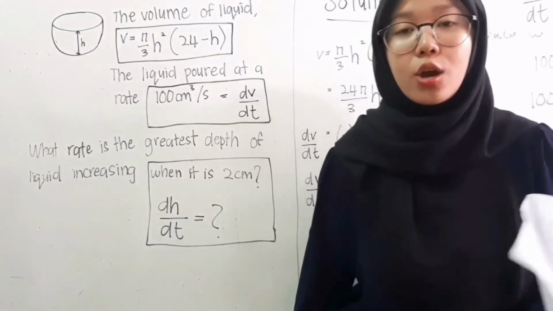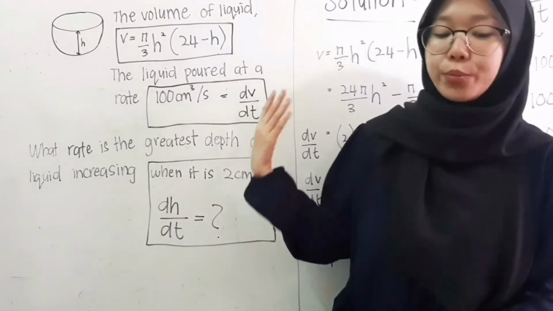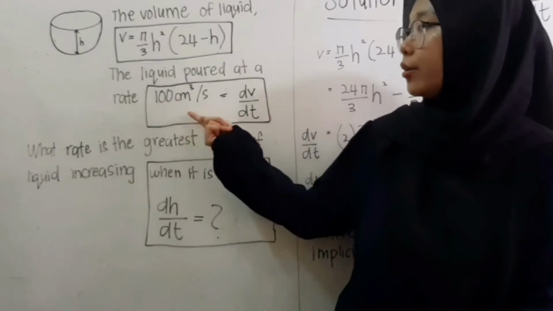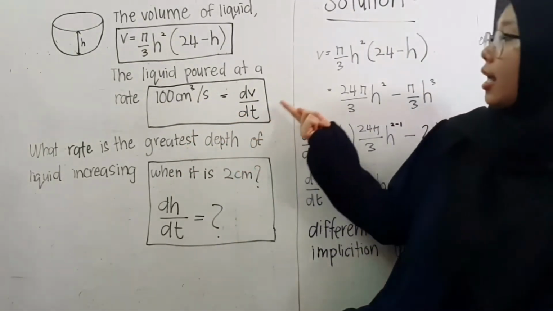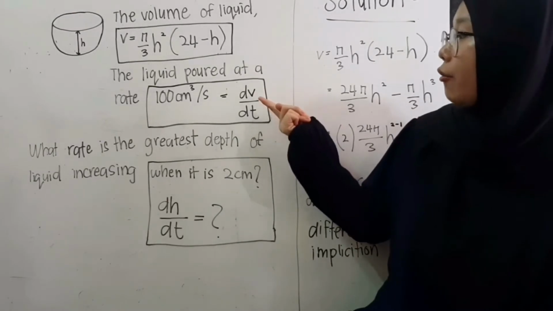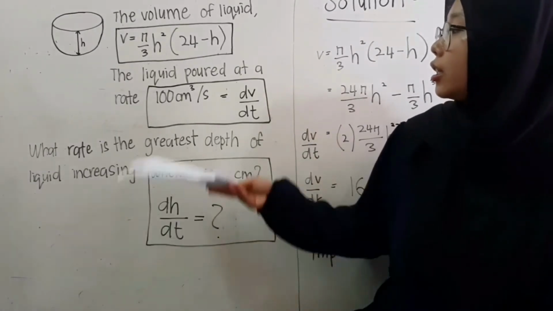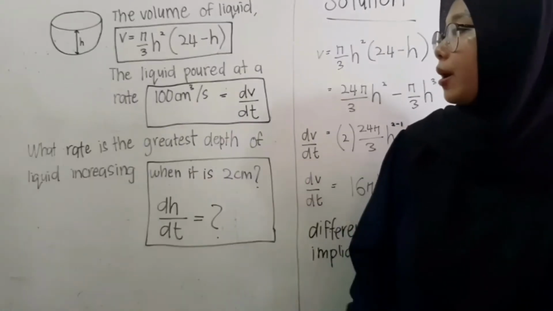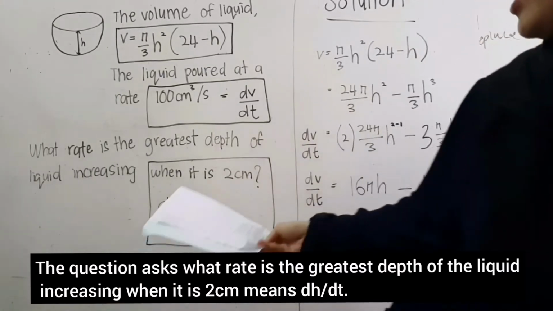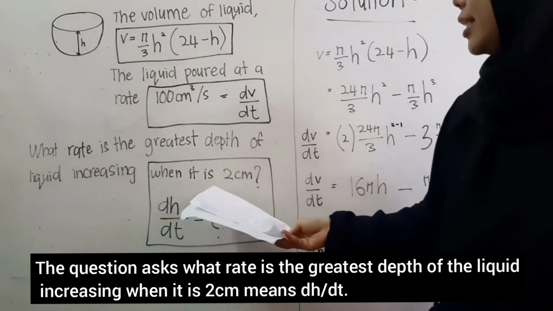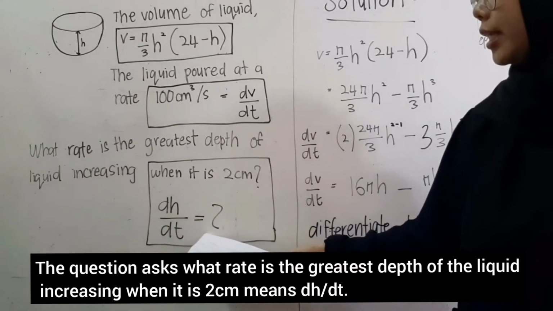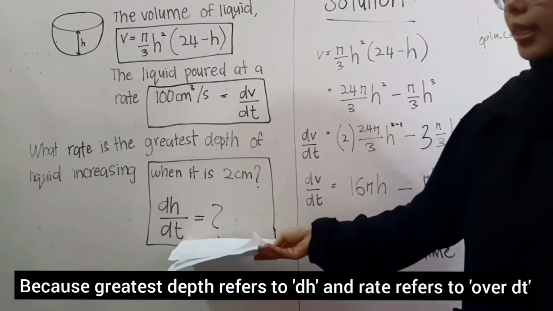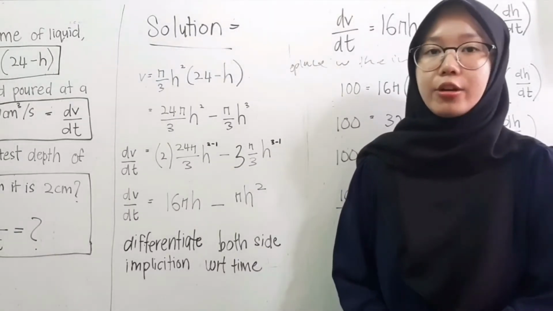Okay, so the question points out the volume of liquid, and the liquid is poured at a rate of 100 centimeter cube per second. Means dV over dt, because centimeter cube refers to volume and second refers to time. The question asks, at what rate is the greatest depth of liquid increasing when it is 2 cm? Means dH over dt, because greatest depth refers to H and rate is over time. So how to get dH over dt?